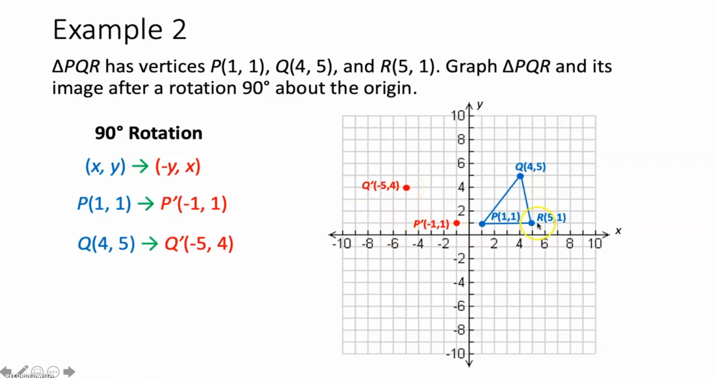Lastly, point R. We're going to use our cheat code here. We flip the X and the Y coordinate, so instead of being at 5, 1, it's going to be at 1, 5. But we have to make that Y coordinate the opposite of what it was. So instead of being at 1, 5, it's going to be at -1, 5. And that is where we put R prime. So we go over -1 on the x-axis, up 5 on the y-axis, put R prime. That triangle right there is triangle PQR, rotated 90 degrees counterclockwise about the origin.